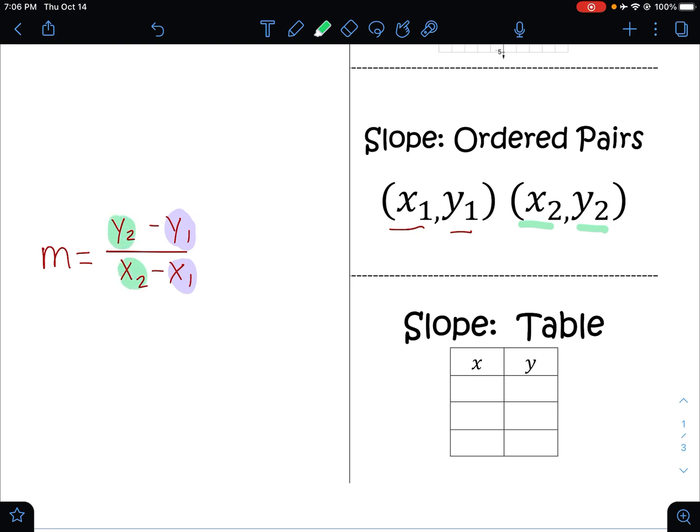We would plug these in over here. Now, slope is the change in y over the change in x. Okay, so that often helps us remember that y's go on top. The change in y over the change in x. Same thing's going to happen for our table. We would have our first point right here, x sub 1, y sub 1, and our second point here, x sub 2, y sub 2. You can use any points on the table. I just tend to use the first ones.